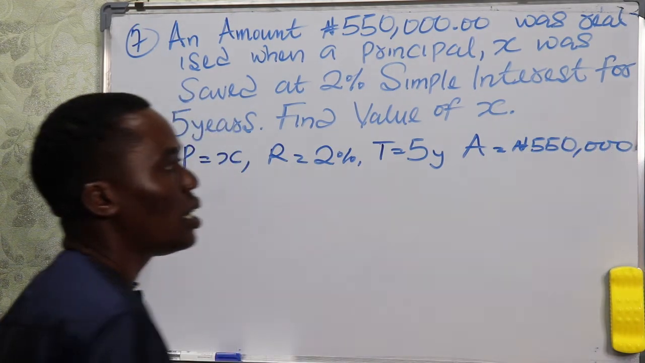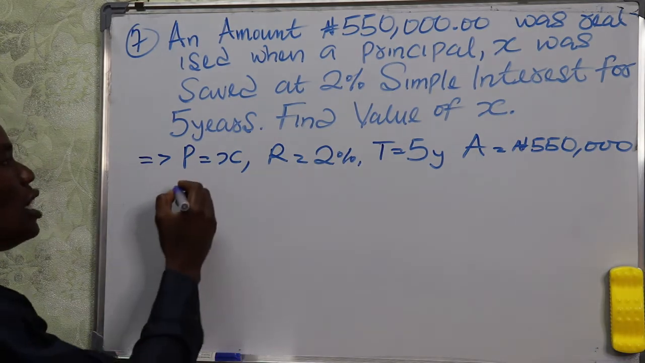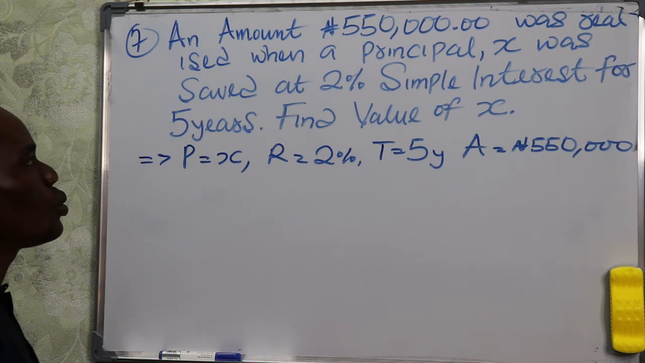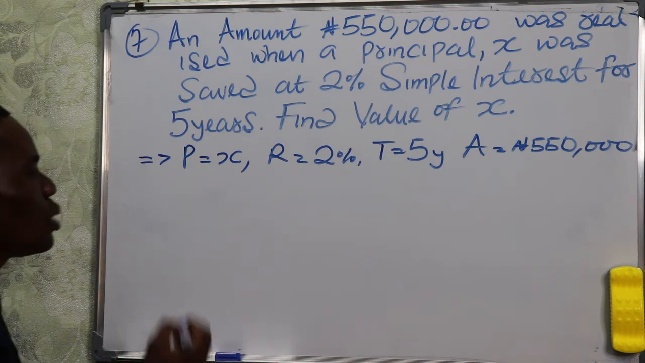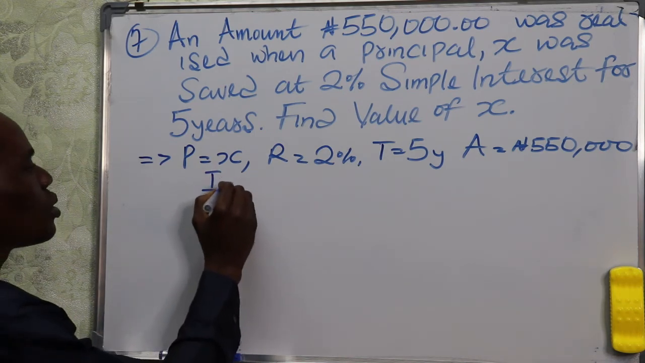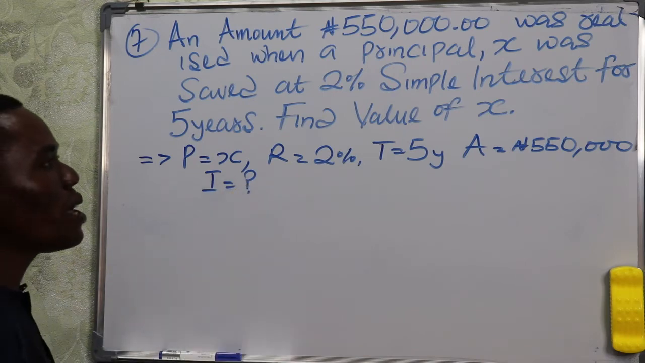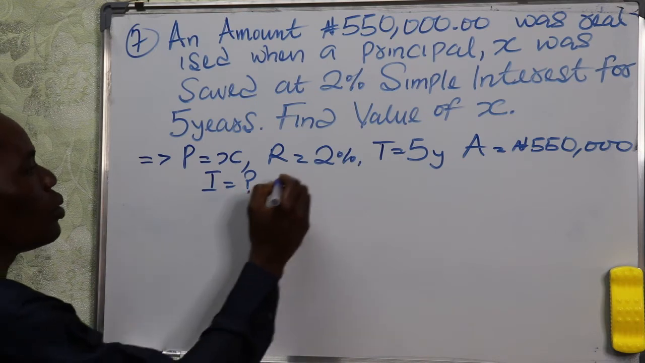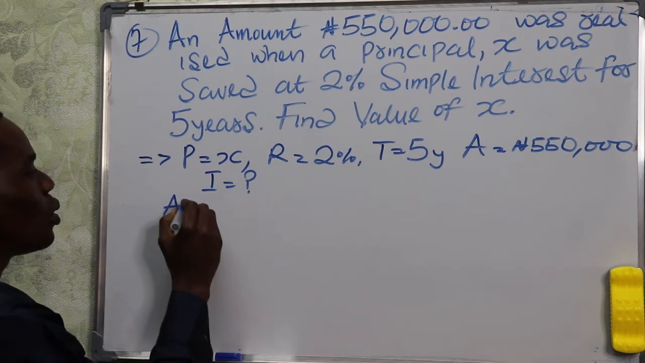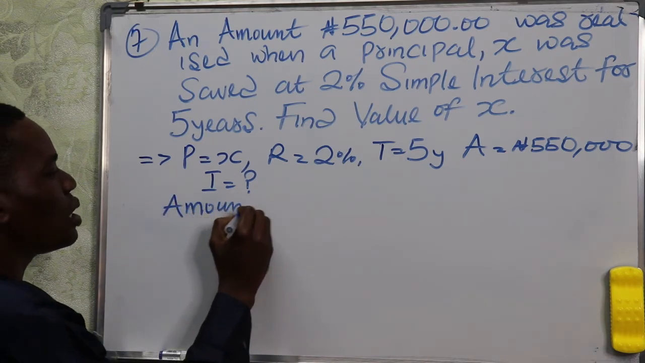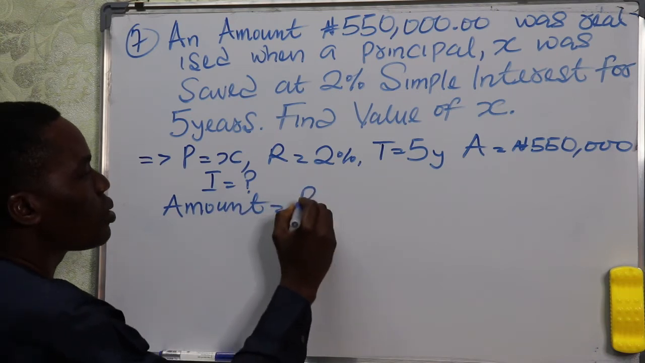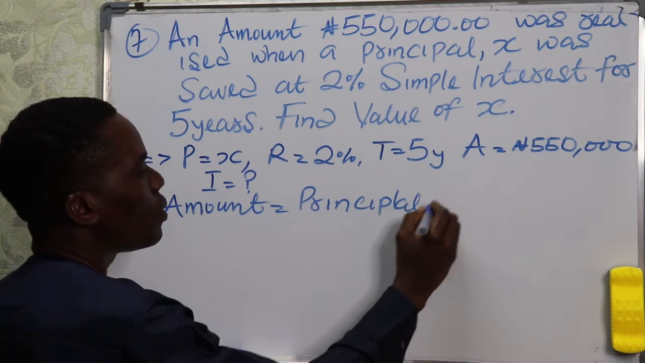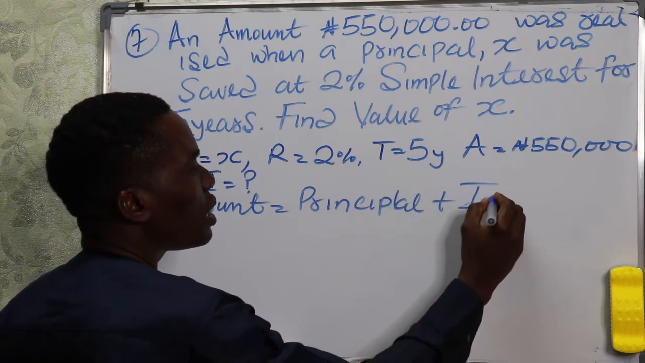550,000 naira. Now the principal, the interest is what we don't know, but we need to find the interest. Simple interest. Because when we get the interest, we can find the amount. Why? Because the amount of any simple interest is equal to the principal plus the interest.